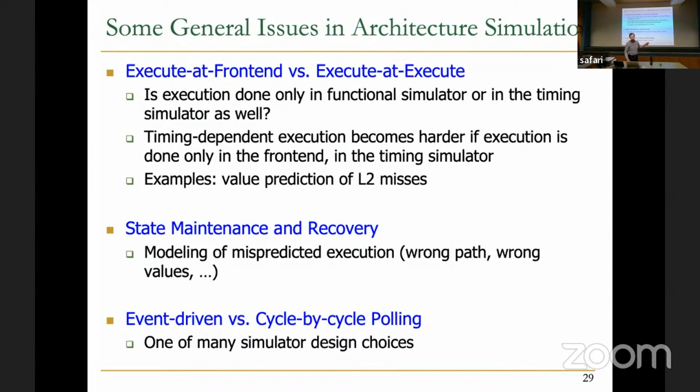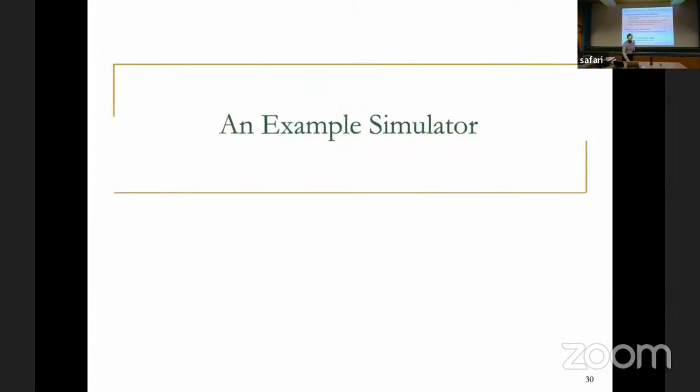Okay, and then there's the other issue. Now we're going into more software engineering, but event-driven versus cycle-by-cycle polling. This is one of many simulator design choices. Event-driven means basically you have an event queue and you fast forward the time to the first thing that's interesting in that event queue, as opposed to modeling every single cycle, right? So clearly cycle by cycle has downsides. Event-driven is more complicated design though. Okay, any questions? I've covered a lot of simulator design stuff.